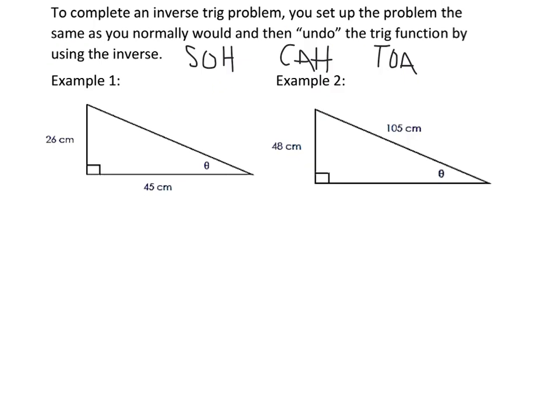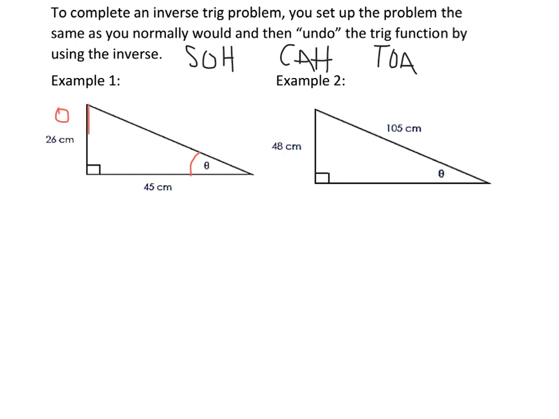To complete an inverse trig problem, you set the problem up the same as you normally would and then undo the trig function by using the inverse. So example 1, we start with our angle. This is what we're actually looking for. We go straight across. This is the opposite side.